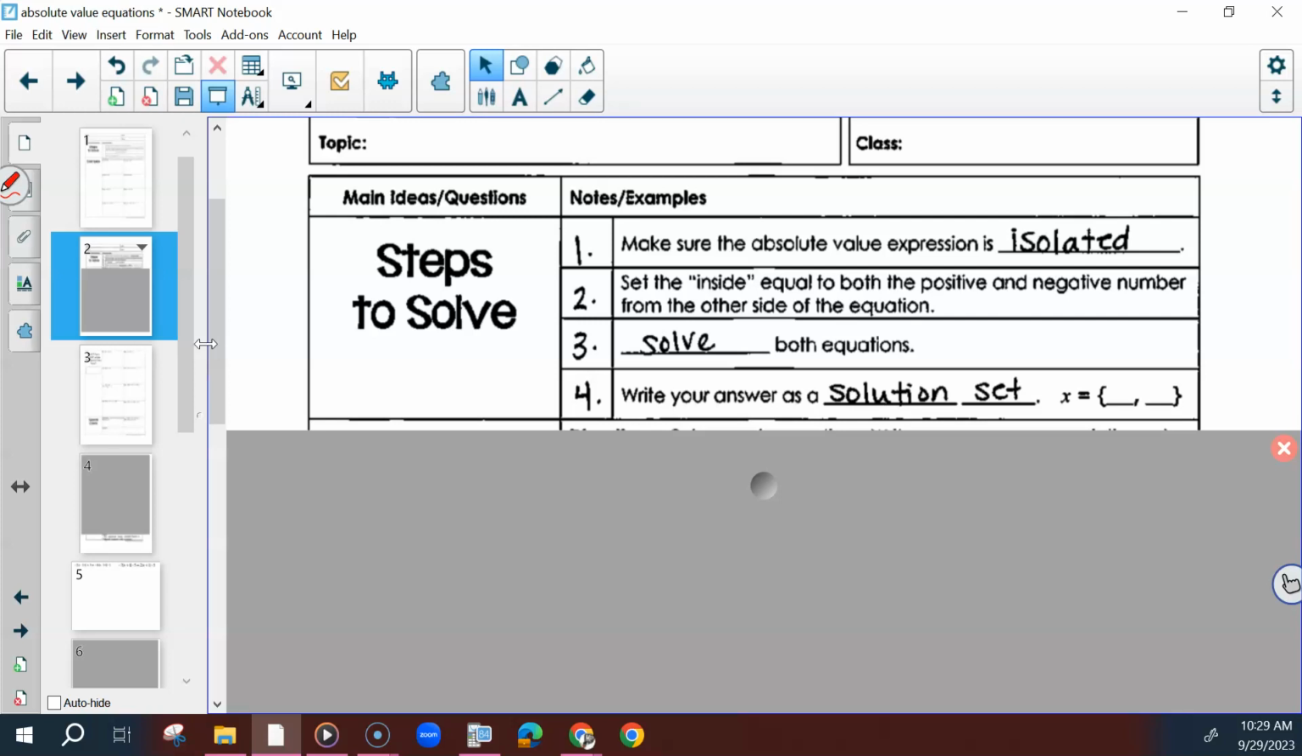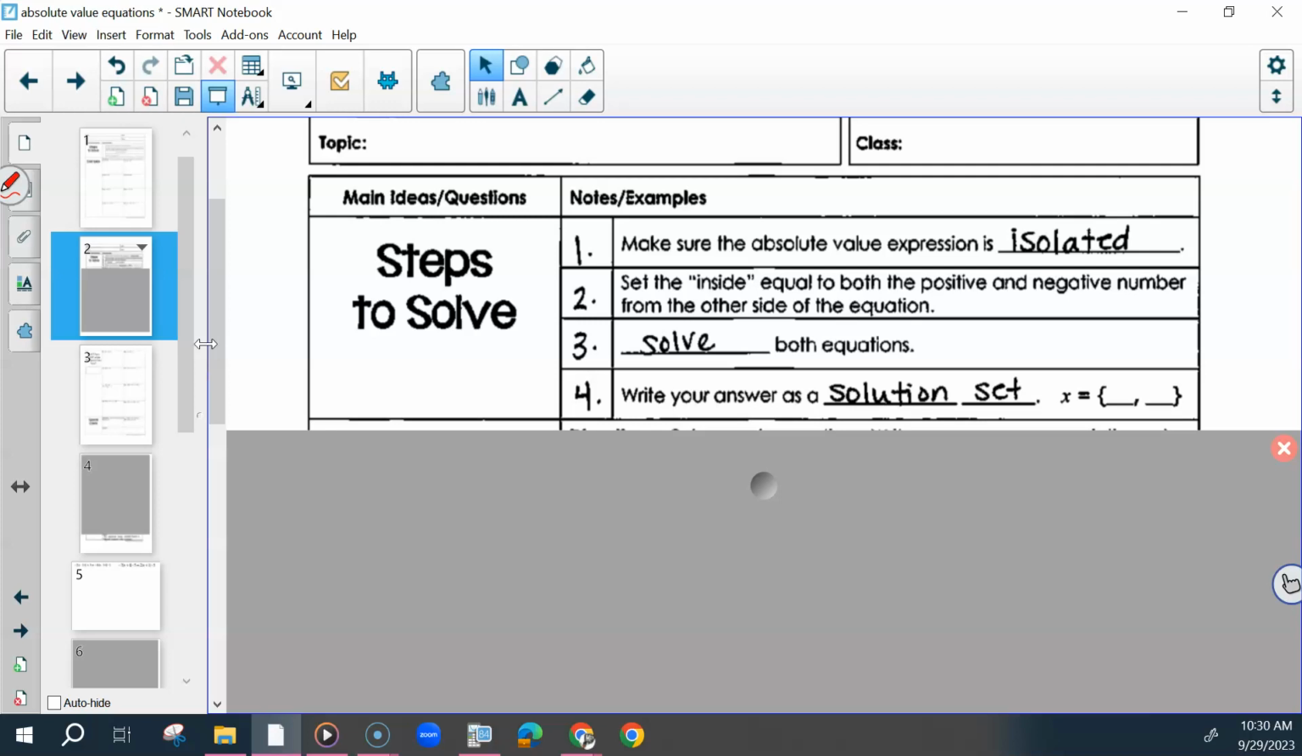So the steps to solve are very similar to solving a multi-step equation, but there are some slight differences. So we have to make sure the absolute value expression is isolated. What does that mean, to be isolated? By itself. Is that what you're saying? So we have to get it by itself. We'll explain how that works here in a bit.